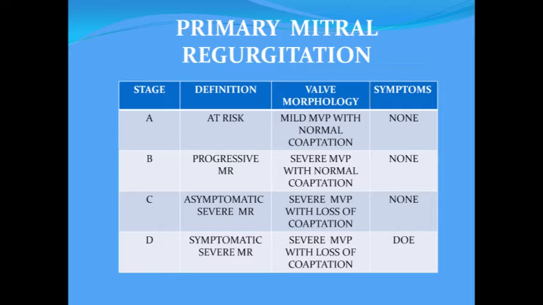This table shows that as patients with mitral valve prolapse progress through the 4 stages of primary mitral regurgitation, there are increasing degrees of anatomic and physiologic pathology that correlate with progressive amounts of mitral regurgitation. Listen once again to a patient with mitral valve prolapse.